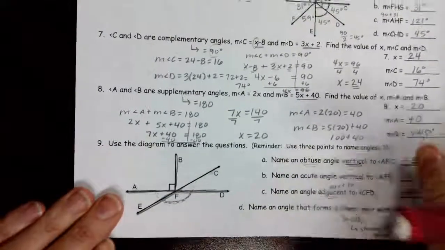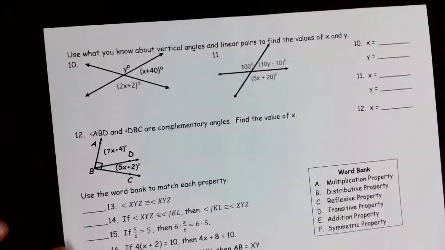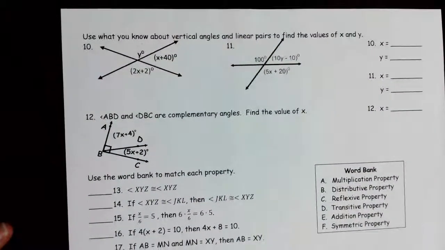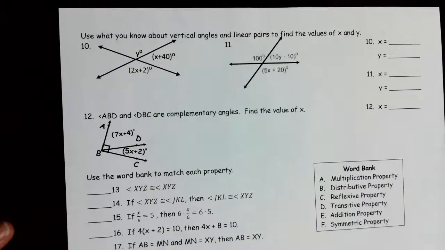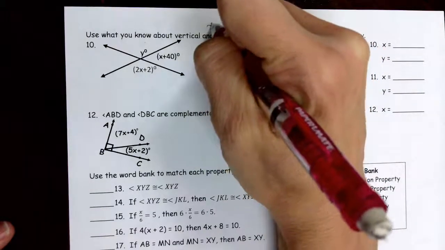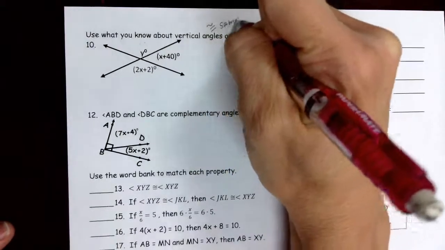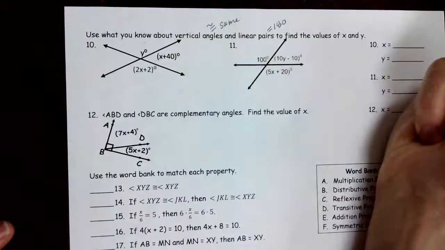Moving over to the back side. Now, on the back side, this says, use what you know about vertical angles and linear pairs to find the values of x and y. There are actually different ways that we can solve this, so I'm going to show you one way, and then you're free to explore some others. Things that we know: vertical angles have to be congruent, meaning that they are the same. Linear pairs are going to be supplementary, which means they equal 180.